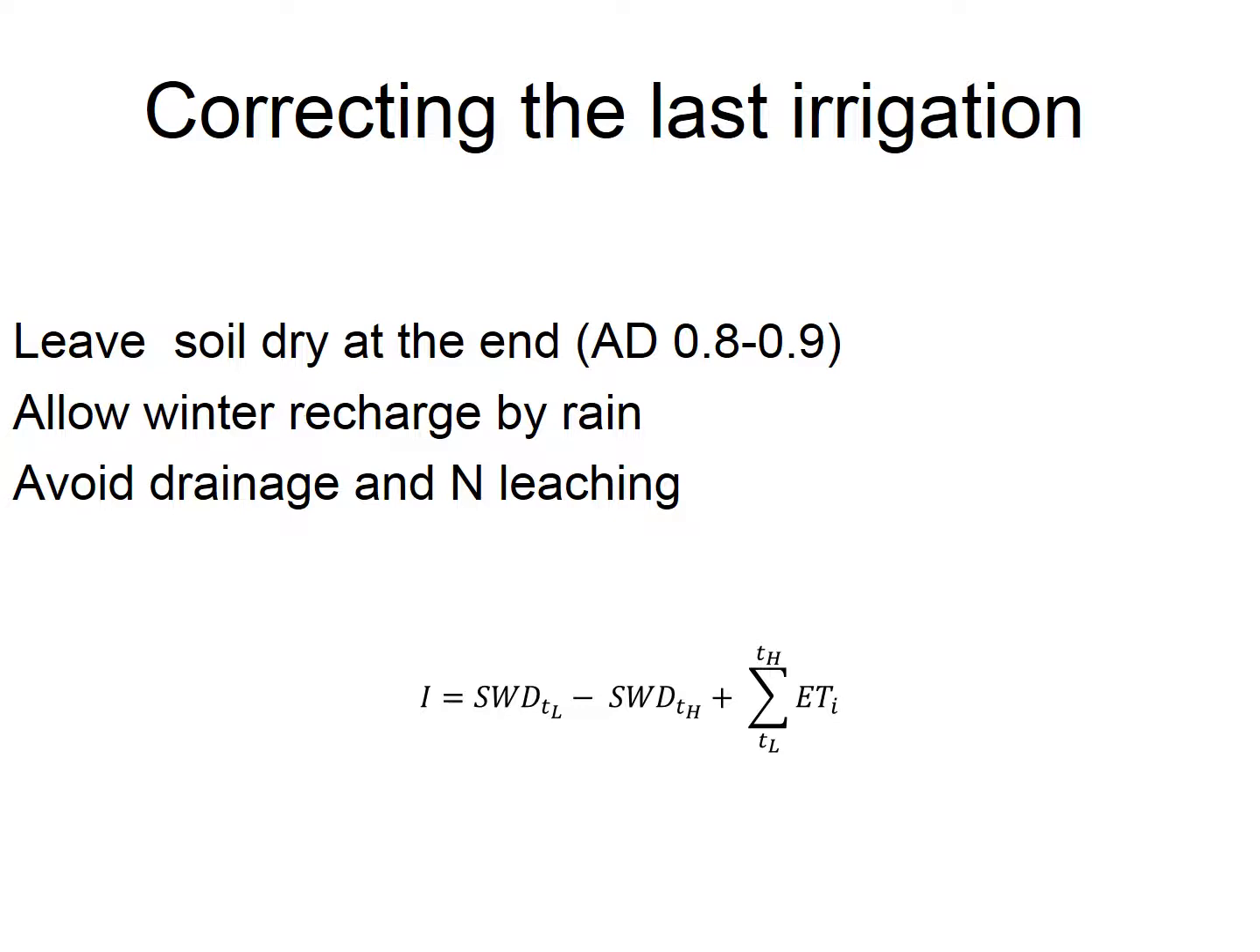With this strategy, we would allow winter storage of water by rainfall. And in that way, we would also be avoiding drainage and nitrogen leaching during the winter. To calculate the amount of irrigation for the last irrigation, we apply this equation, where the amount of irrigation is equal to the soil water deficit at the time of the last irrigation minus the soil water deficit at the time of harvest plus the total evapotranspiration from the last irrigation to harvest.